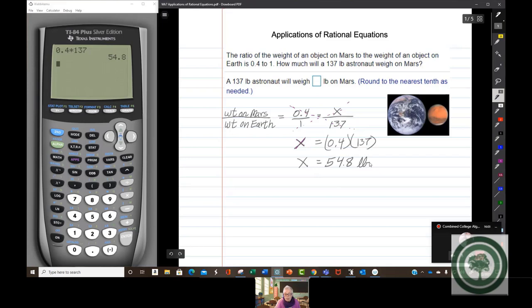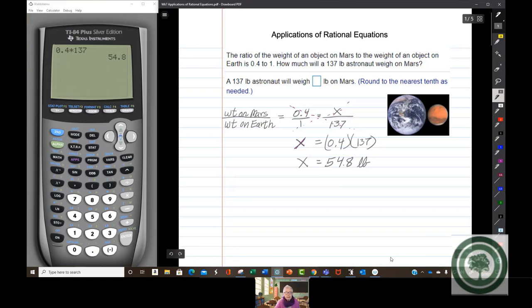I guess they'd use pounds. Can I go to Mars? I could lose weight without having to do anything. Now that's the important thing. Without having to do anything.